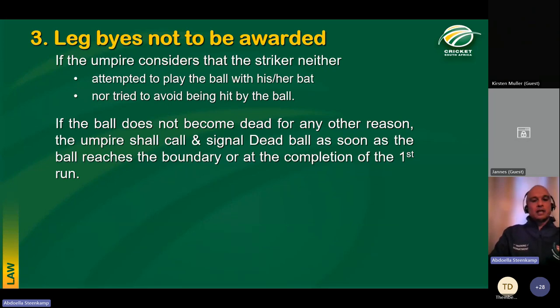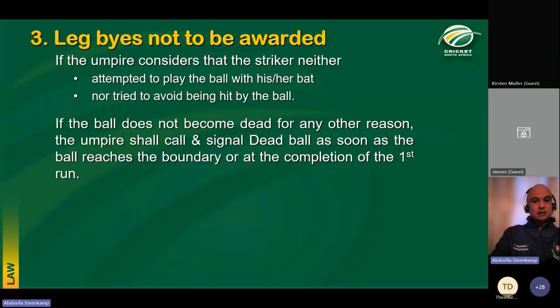So now what happens if the striker does not attempt to play at the ball? The ball, let's say, hits the pad and the striker decides to run. The law tells us you'll allow the striker to run. Yes, they should not have run. They should not have taken the single. But the law allows the fielding side an opportunity to run out either of the batters.